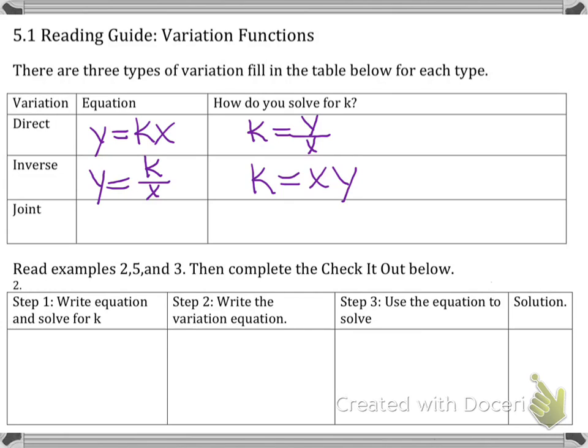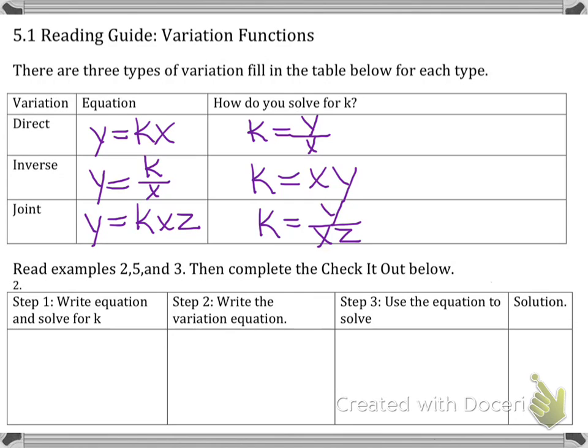The final variation we're going to look at is joint variation, and that involves three variables: y equals k x z. How do we solve for our k, our constant of variation? We're going to have to divide by both x and z. So k would be equal to our y divided by x and z.